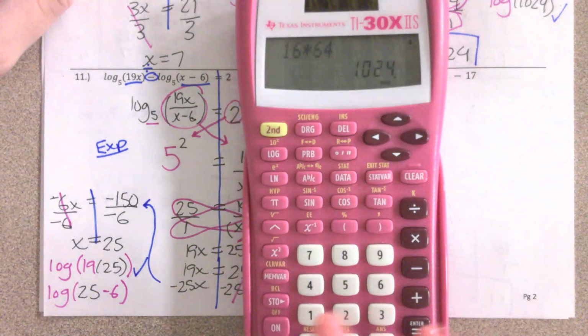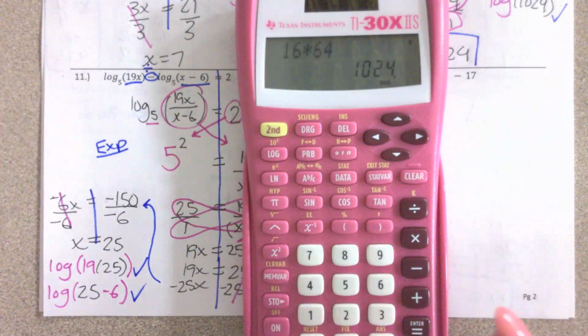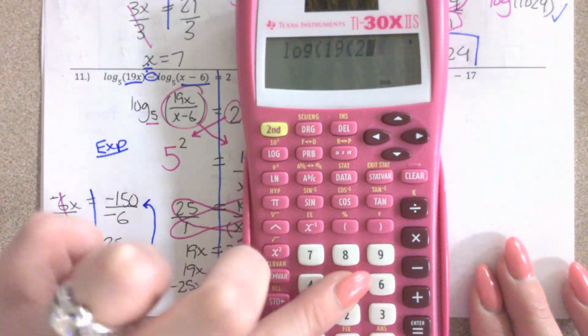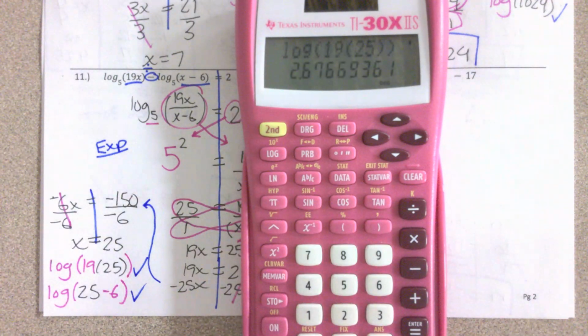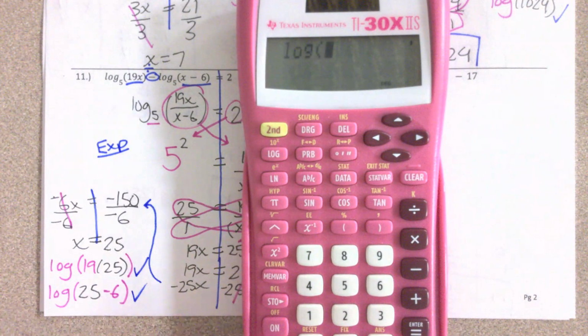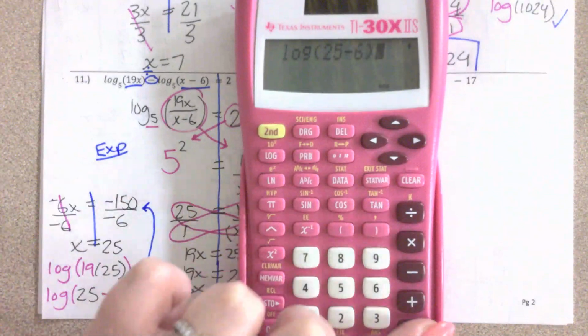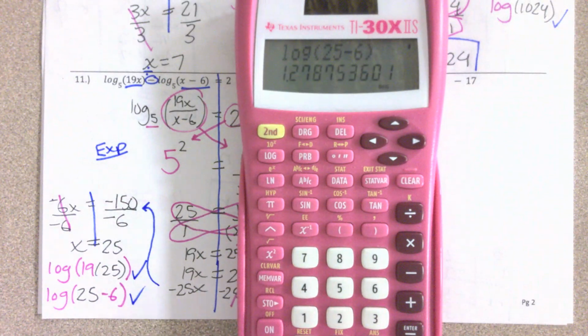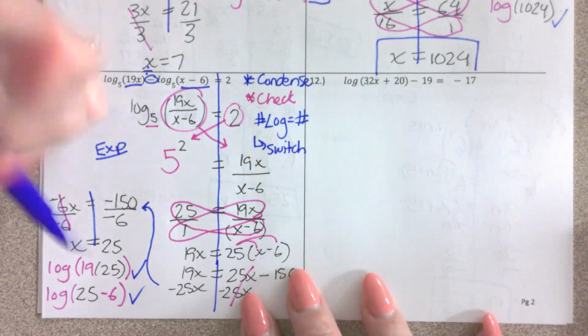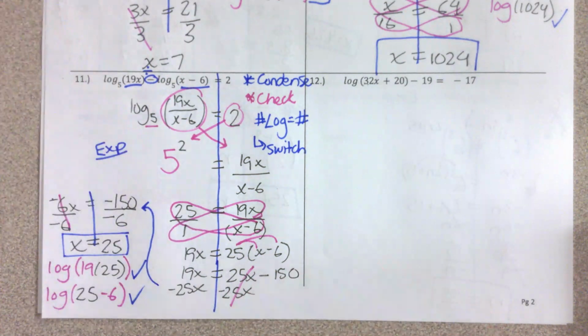But again, you are more than welcome to still check this if you aren't sure. Log of 19 times 25. Just make sure you get a number. It doesn't matter what the number is, just not a domain error. Log of 25 minus 6. Yep. So we're just checking to make sure we can get a number out of that. So x equals 25 did check out. Number 12.